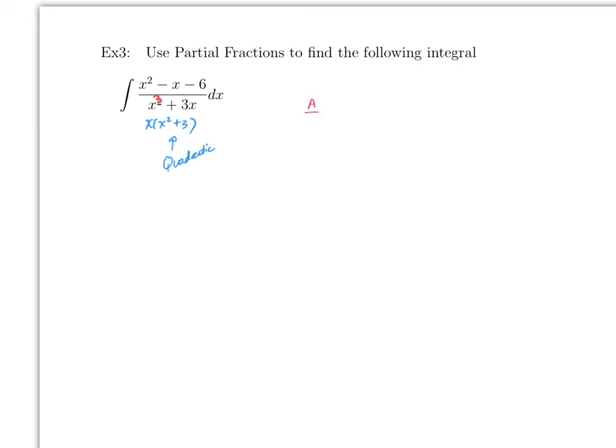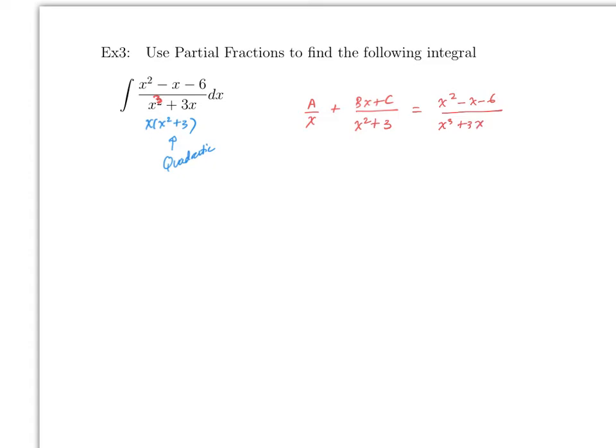You're going to have A over x, which relates to this one, plus Bx plus C. So every time you have a quadratic term that you cannot factor, you're going to need two constants. And on the bottom, this is obviously x squared plus 3. And obviously, you need to get the original expression. This is what you're trying to get. Okay, so this will be x cubed plus 3x.